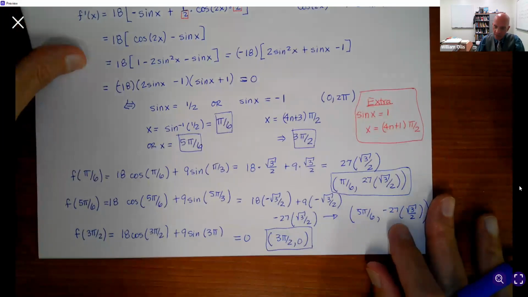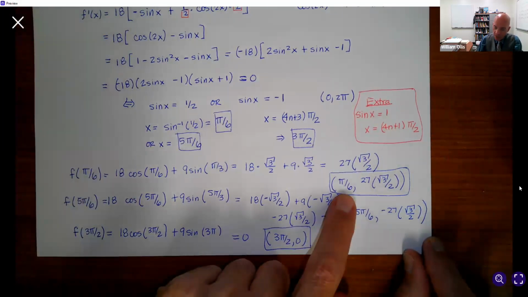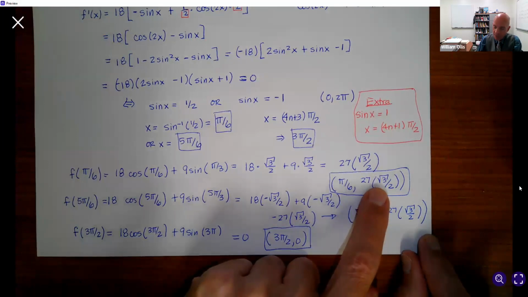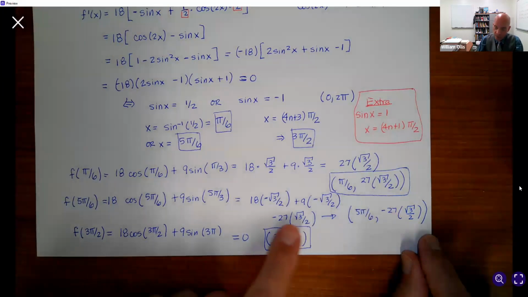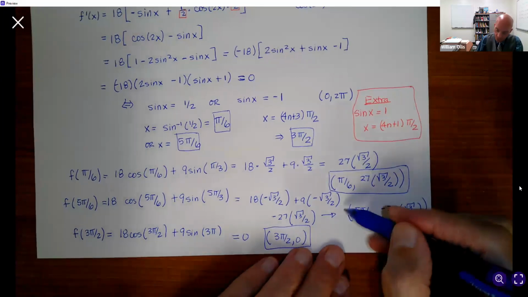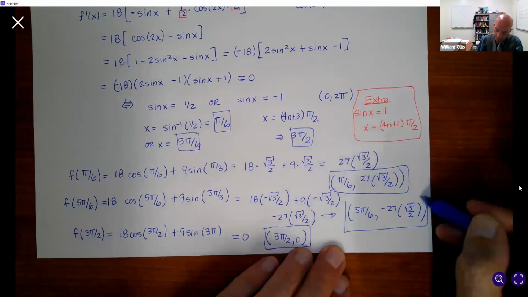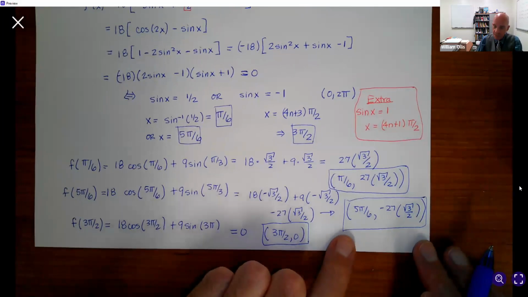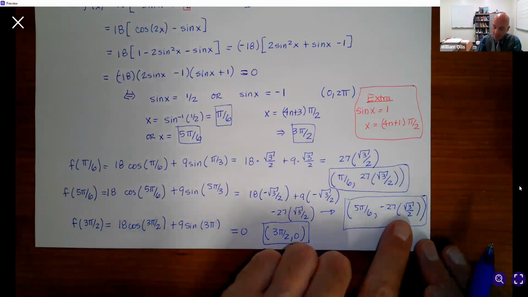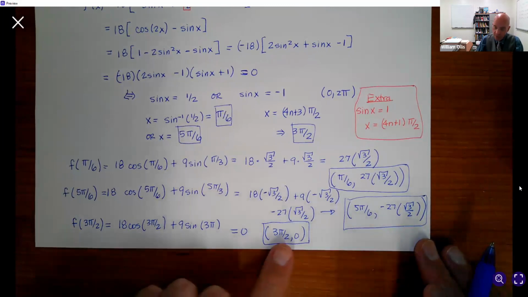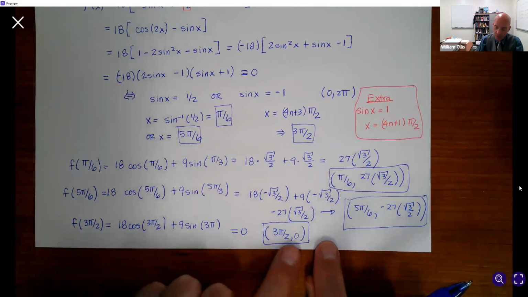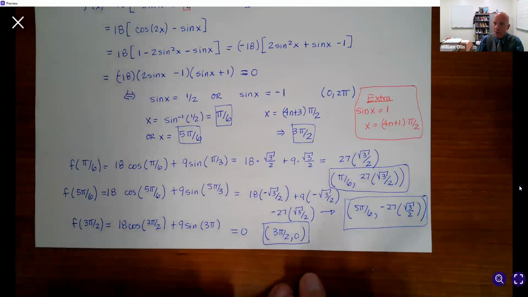So again, we have 3 horizontal tangents: pi over 6, 27 times root 3 over 2 is the y coordinate. And then we have the other one. Let me go ahead and put a box around that. We have 5 pi over 6, and then negative 27 times root 3 over 2 is the y coordinate. And then we have 3 pi over 2, 0, where 0 is the y coordinate.